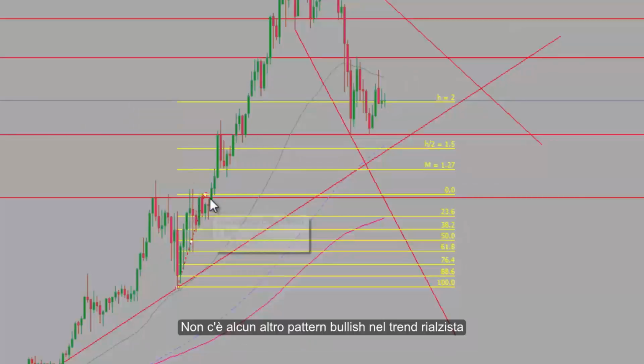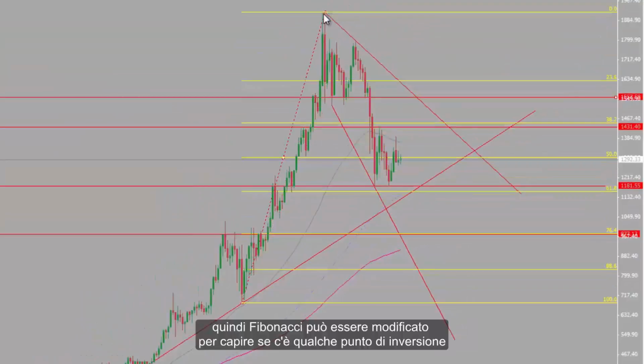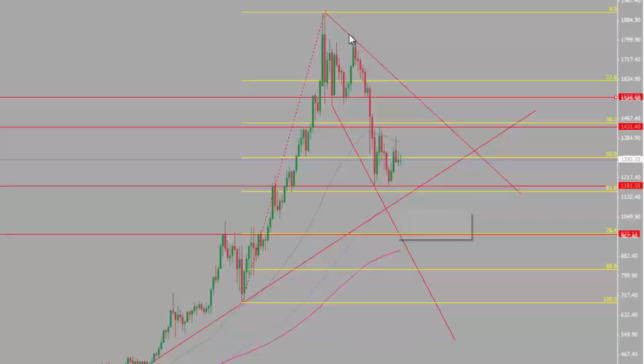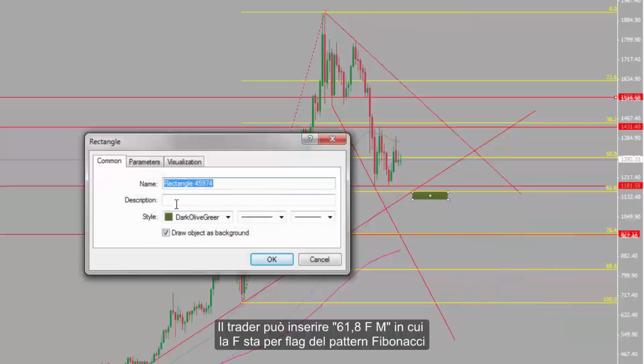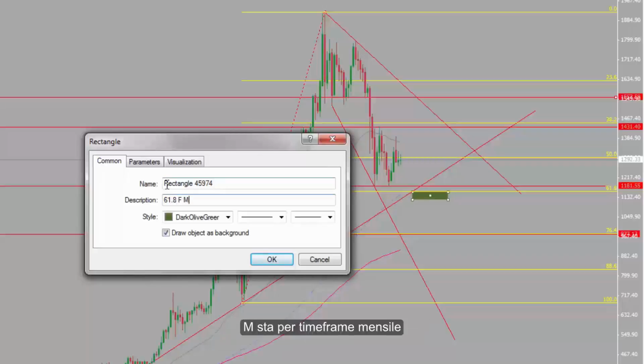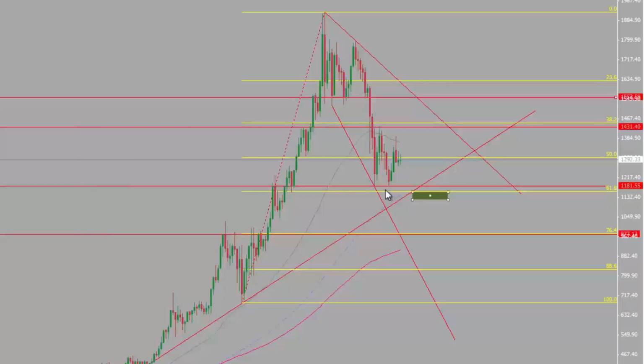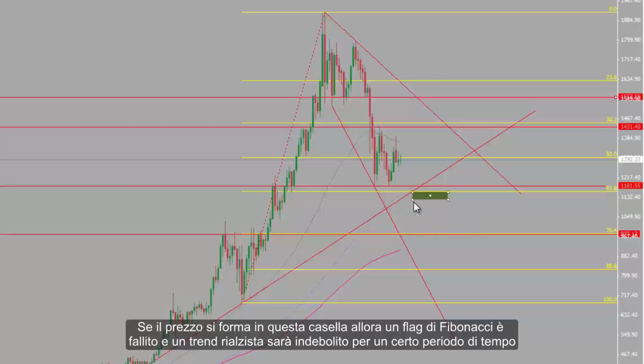There are not any other bullish patterns on the uptrend, so Fibonacci can be modified to understand if there is any reversal point. A region can be marked on 61.8% by placing a box. A trader can enter 61.8 FM, in which F stands for flag of the Fibonacci pattern, M stands for monthly time frame. If the price forms in this box, then a flag of Fibonacci is failed, and a bullish trend will be weakened for a certain period of time.